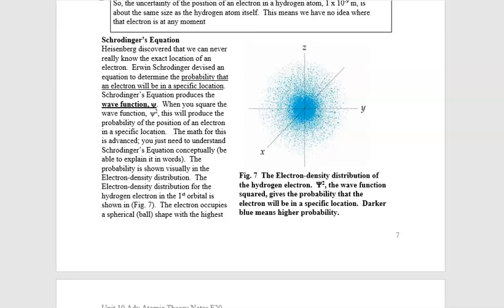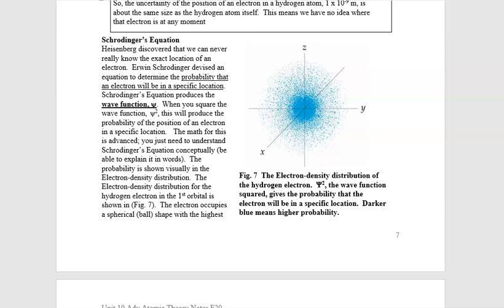Okay, when you square the wave function, this will produce the probability of the position of an electron in a specific location. So it's only giving you probabilities. So if you look over there on the right, that's the 1s orbital. That's the s orbital for hydrogen. And you can see it's really dark blue, really close to the nucleus. We're assuming the nucleus is where those axes come together. So it's really dark blue. So the electron is likely to be very close to the nucleus.